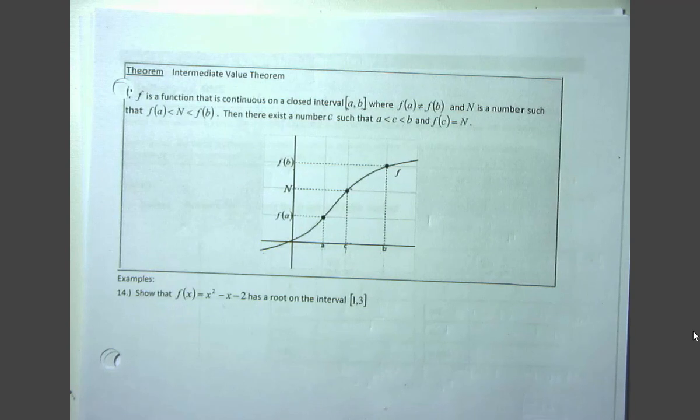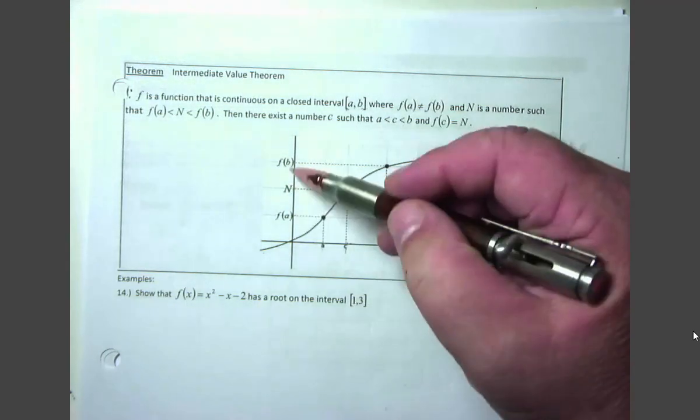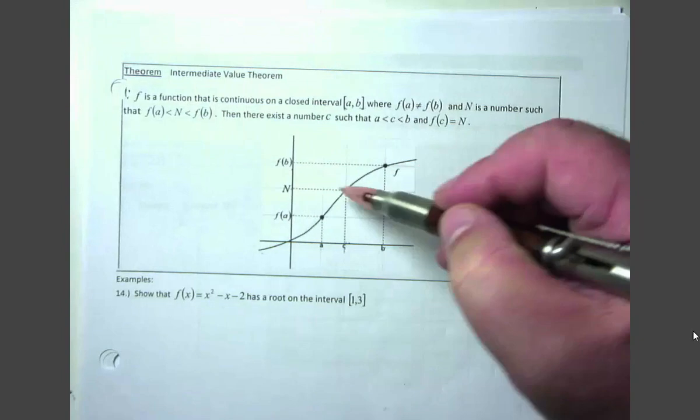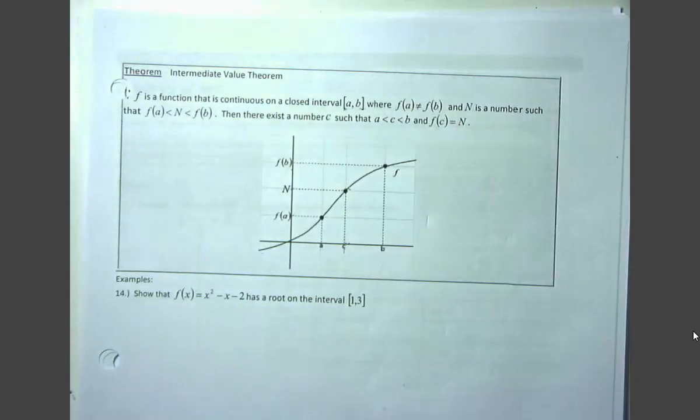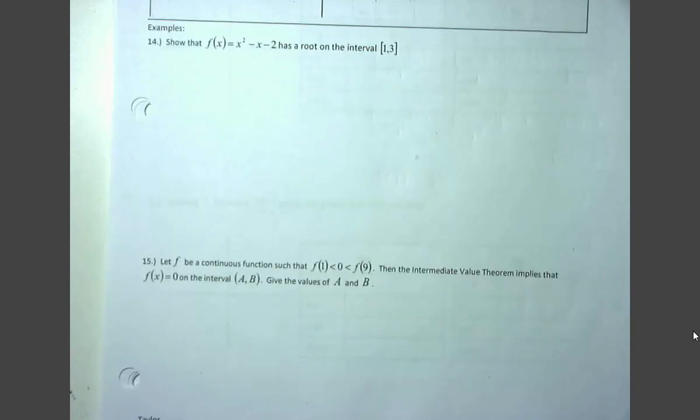This is the beauty of a continuous function. Since they're continuous, if I pick any guy in between any y coordinates, I can project him back and get an x that's going to map to him. Discontinuous functions, I can't guarantee that, but continuous functions, I can. So, here's a webwork problem for you. Show that f of x, which is equal to x squared minus x minus 2, has a root on the interval between 1 and 3.